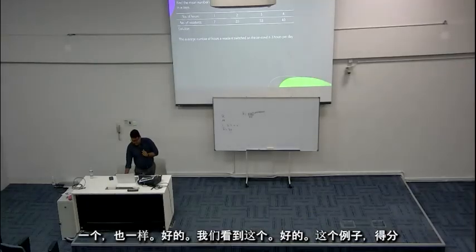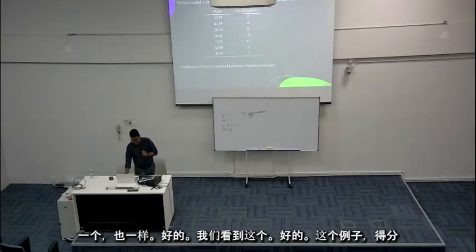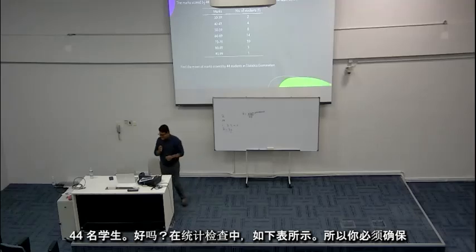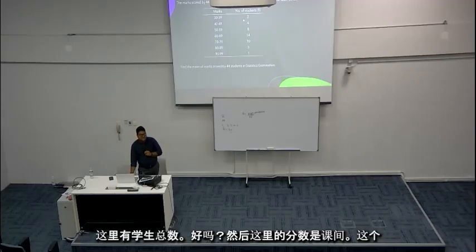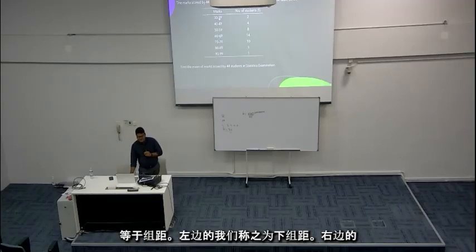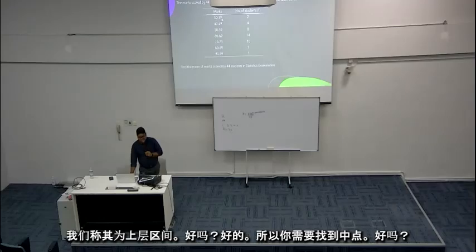For this one, same also. Alright, we see this one. Example: the marks scored by 44 students in a statistics examination are shown in the table below. You must make sure that the 44 here is consistent with the total number of students here. The marks here are the class interval. The left one we call the lower class interval, and the right one we call the upper class interval.